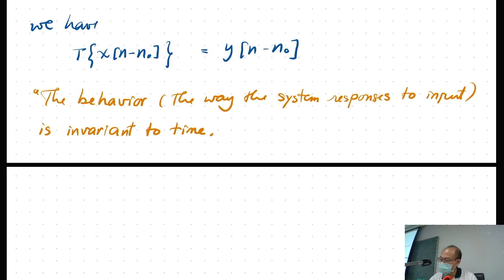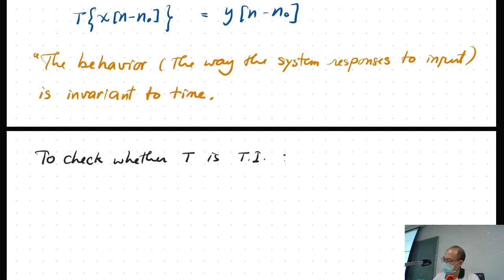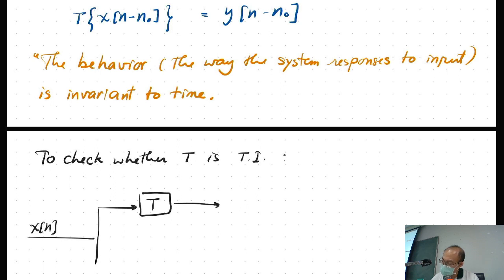So in other words, to check whether T is time invariant, we draw this diagram, right? We have x[n] coming in, we put it into the system T, and then we delay it by n0 samples.